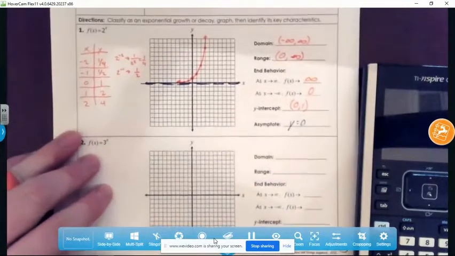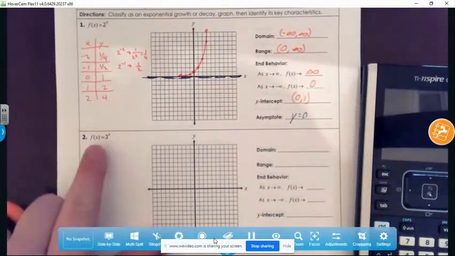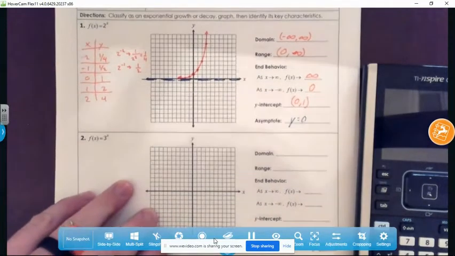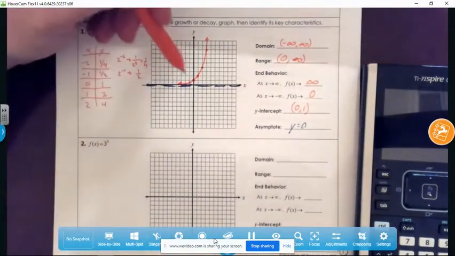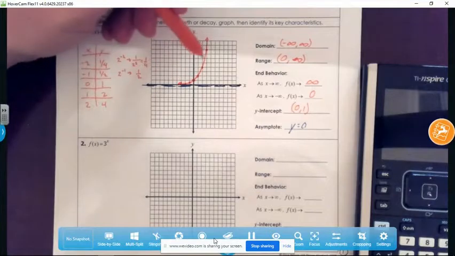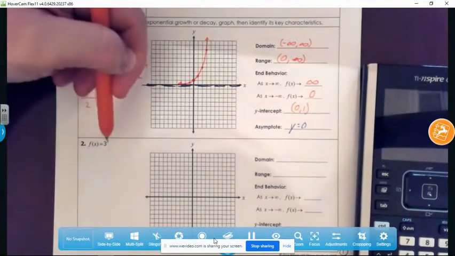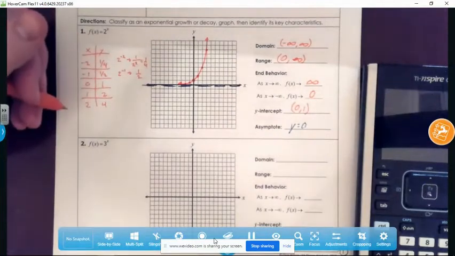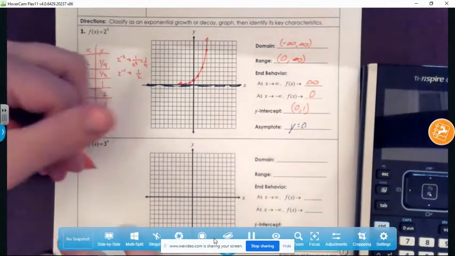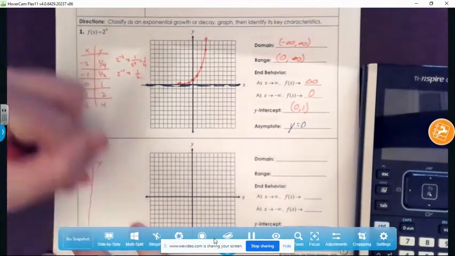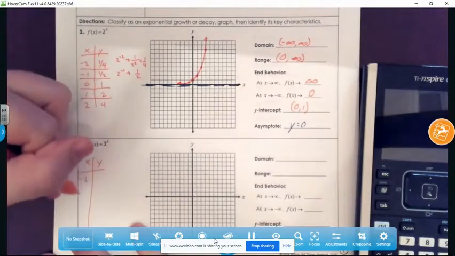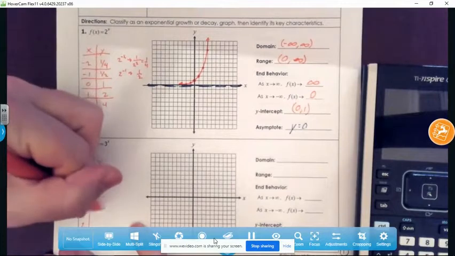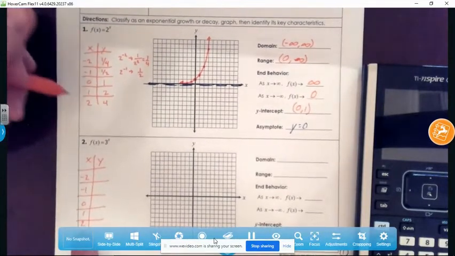Our second question is the same exact format. F of x is equal to 3 raised to the x. We're going to do the same exact thing. This question right here was growth. I didn't write it, but it's increasing from left to right. It should be the same thing here because 3 is bigger than 1. So we have exactly the same thing that we need here. We start off with our table, x, y. We're going to go with -2, -1, 0, 1, and 2 for our x values and see what those y values are. Start with the big number.